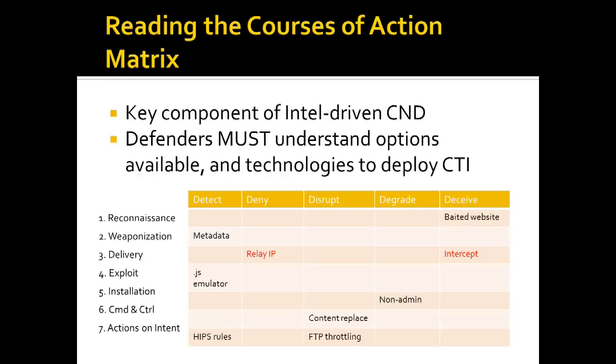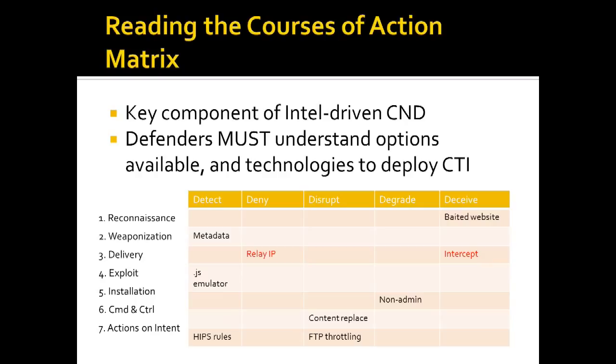So for delivery, of course, if you have an email that's coming in, you could either block, so you have denial here, block the IP address, or you could intercept the email based on some characteristic of it. When I say block the IP address, of course, I mean the relay IP, provided that that relay IP is uniquely tied to a group of adversaries.